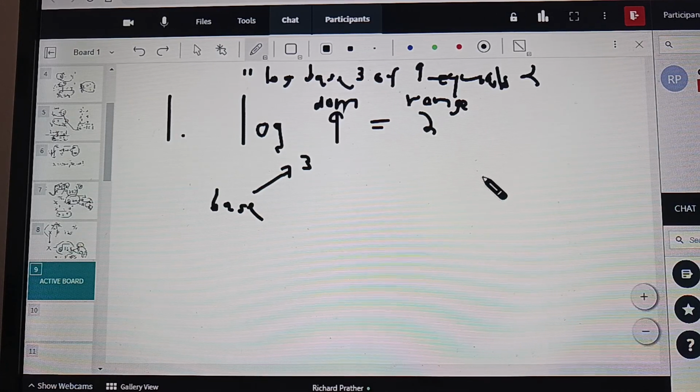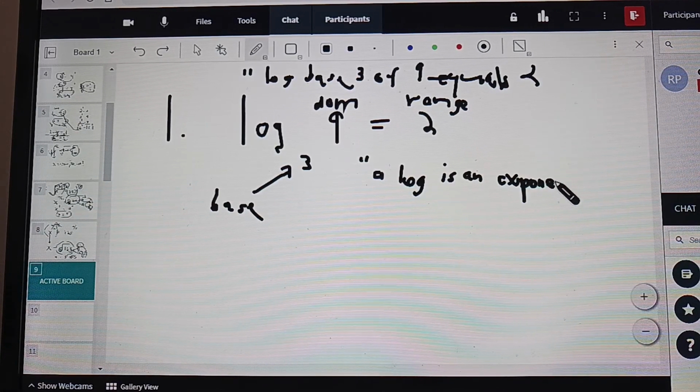But another thing that helps is a log, they have a lot of rules and properties that are very similar to the rules of exponents. So I say to myself, a log is an exponent. And if you remember that little phrase, a log is an exponent, you can find the exponent because it's not in an obvious spot. A log is means equals in math, is an exponent. There it is right there. That's the exponent.